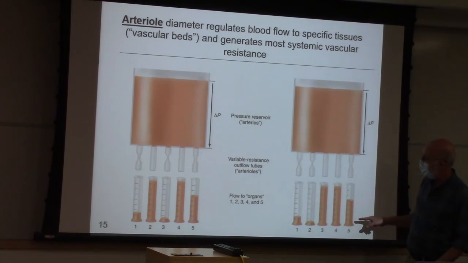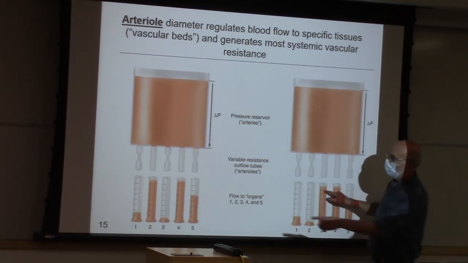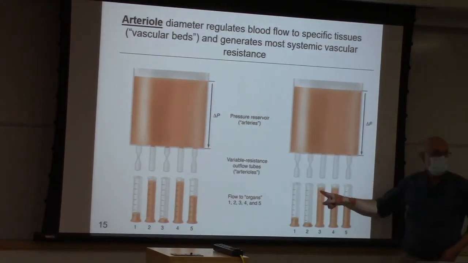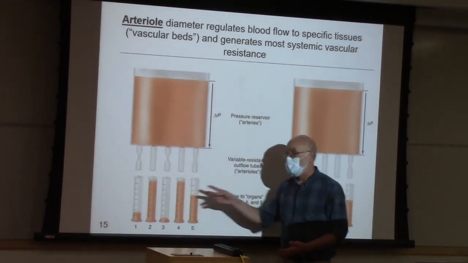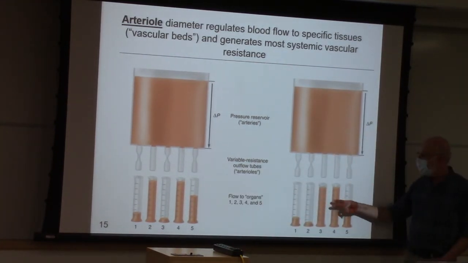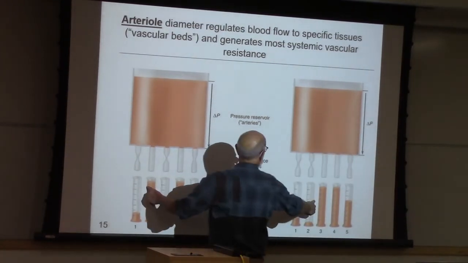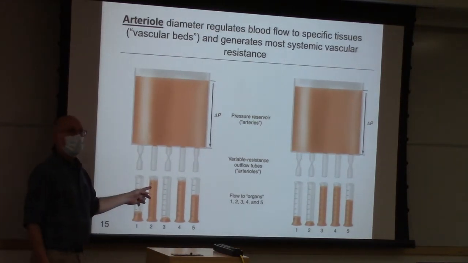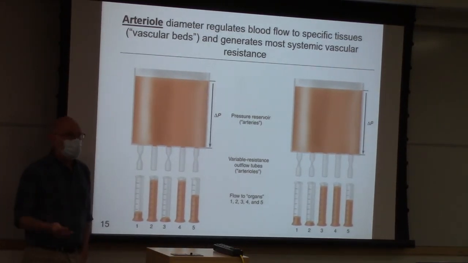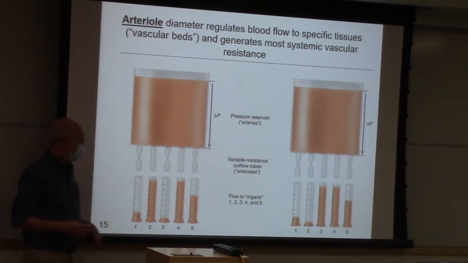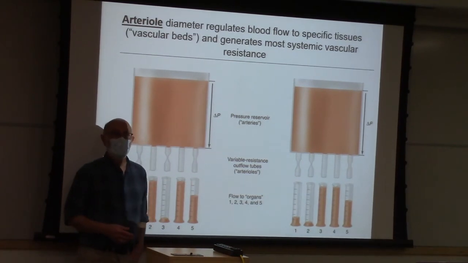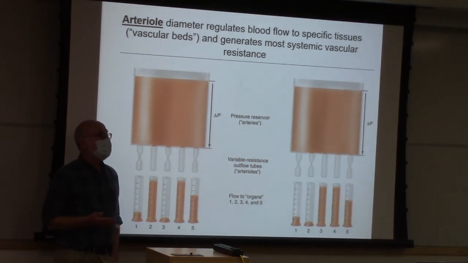This one, number 3, is a pretty good example of what happens to skeletal muscle during exercise. During exercise, the blood goes to the skeletal muscle. And it also goes to the brain. But when you exercise, blood is diverted from your digestive tract and your kidneys to your skeletal muscle. When you exercise, you do not need blood going to your digestive tract.